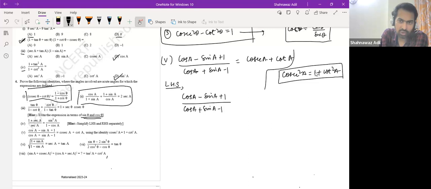Okay, let me give you one hint, Shaima. So this is A and this is B, right? This is A plus B. So in this case, we have this rational expression. To simplify this rational expression, what can you do now?